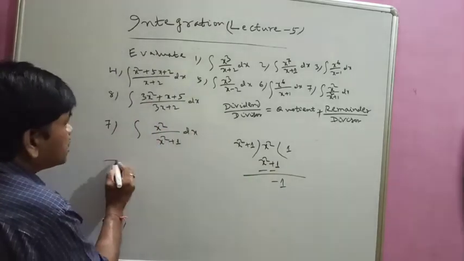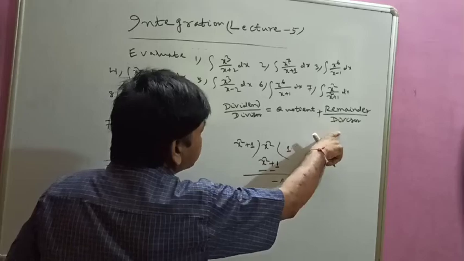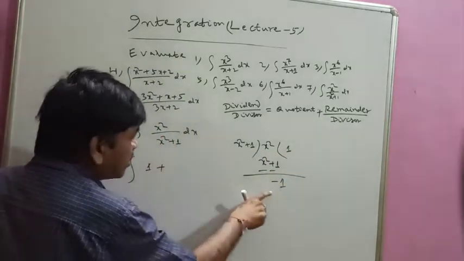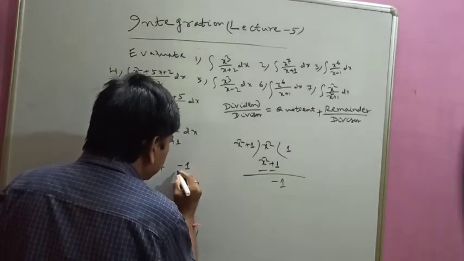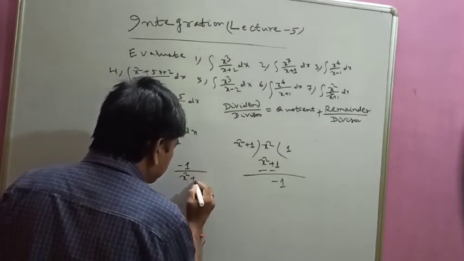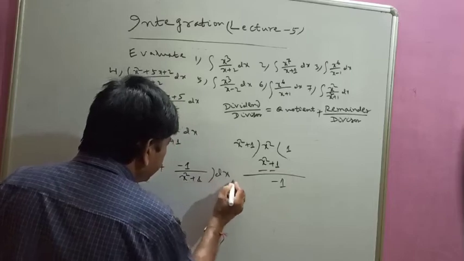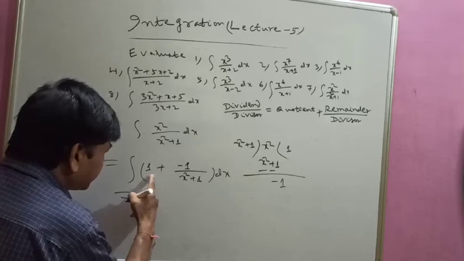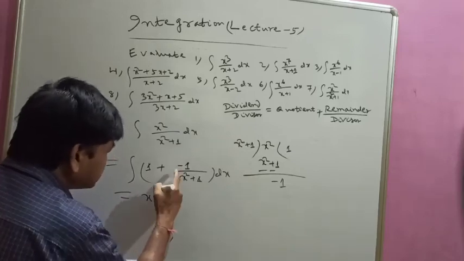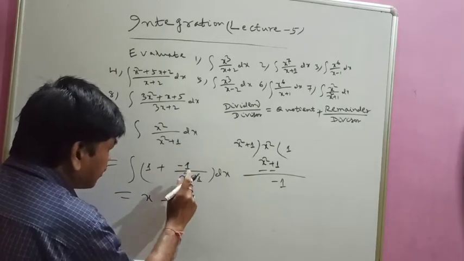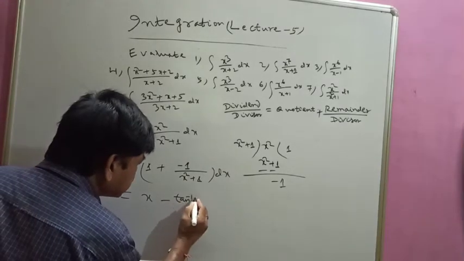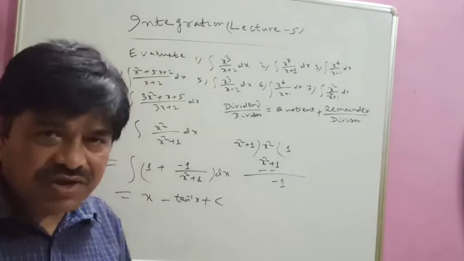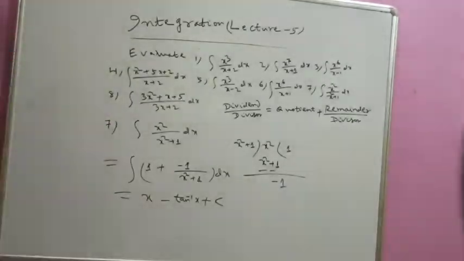Then after that you write the concept: dividend by divisor equals quotient plus remainder by divisor. So this is your quotient, it is 1, plus the remainder, which is minus 1, divided by the divisor x square plus 1. Now integrate first plus second. Integration of 1 dx is x, and minus, the constant comes outside, integration of 1 by x square plus 1 is tan inverse x, plus c. So question number 7 is over.